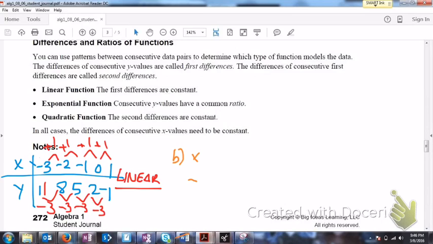We're going to make another XY chart. Here's the X's you're given: -2, -1, 0, 1, and 2. Here's the Y's: 1, 2, 4, 8, and 16. Well, let's look at those first differences.